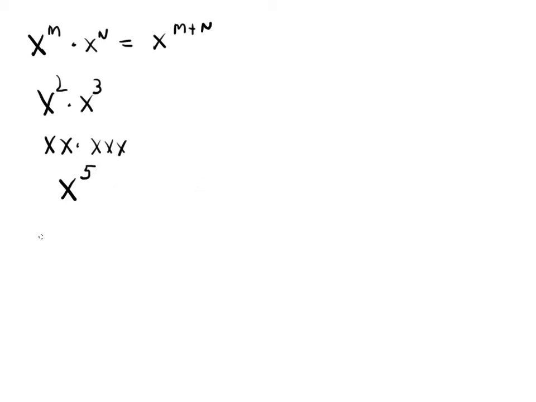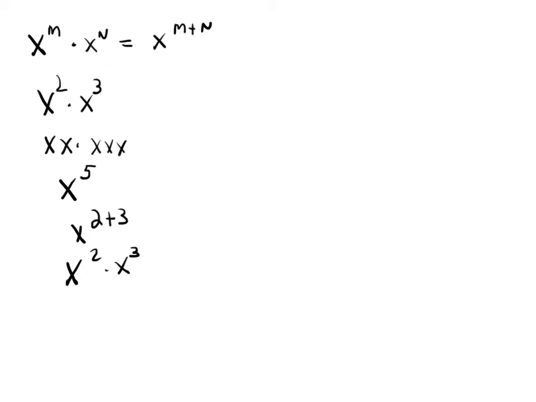I can rewrite x to the fifth as x to the 2 plus 3. And because x to the fifth was equal to our original expression of x squared times x cubed, we end up again with x squared times x cubed. And although this is not a proof by any means, this is an example that kind of tells you why the rule for multiplying exponents might be true.